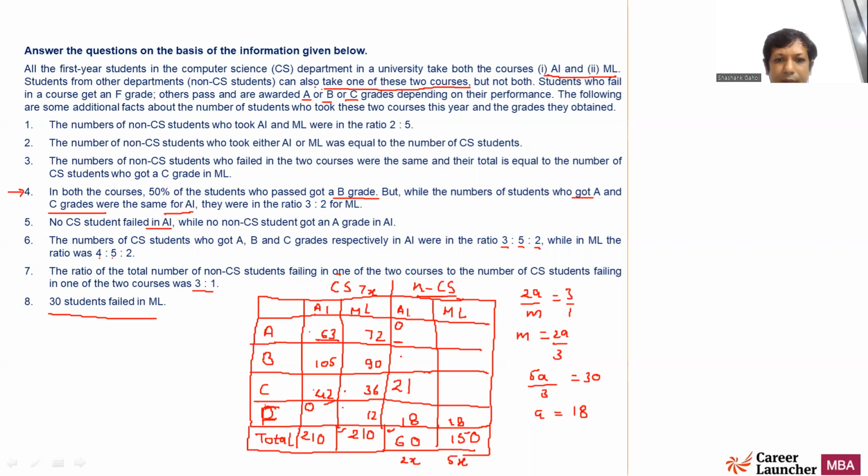39. So this value comes out to be 21. So I have filled everything for AI. Now I am going to fill everything for ML. Now, total number of people in ML is 210. In CS and in non-CS, 210. Out of these 210, 12 people failed. Out of these 210, 18 people failed.